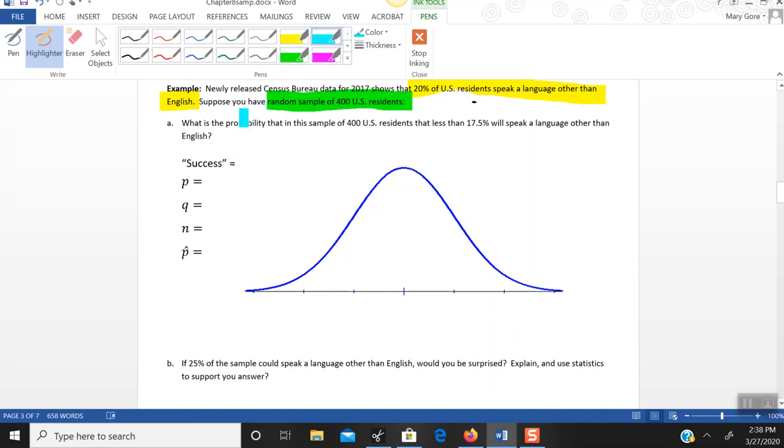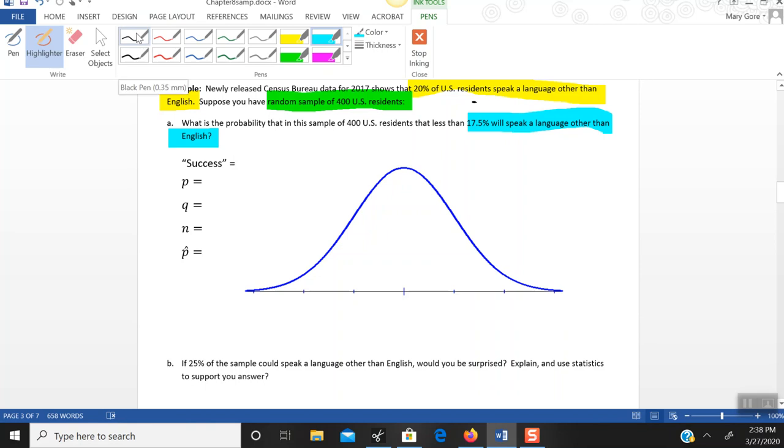He goes on to say, finally, the last bit of information, in that sample of 400 U.S. residents, that less than 17.5% will speak a foreign language, or speak a language other than English, I should say. So we have sort of three big highlights here. First of all, we see we have 20% given, and then what's clearly a sample size. And I think from this, we can sort of start to fill out and label what things are.